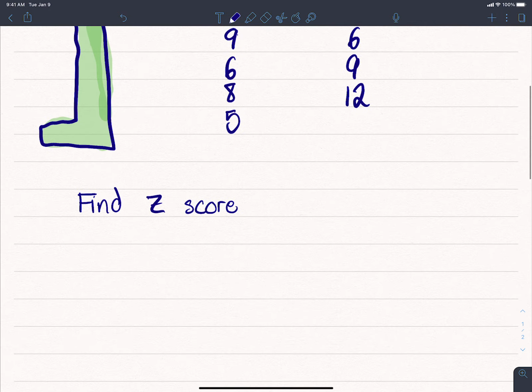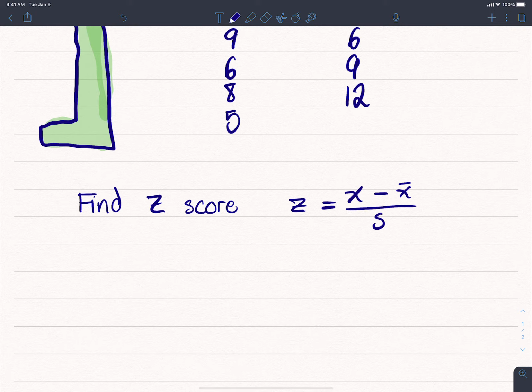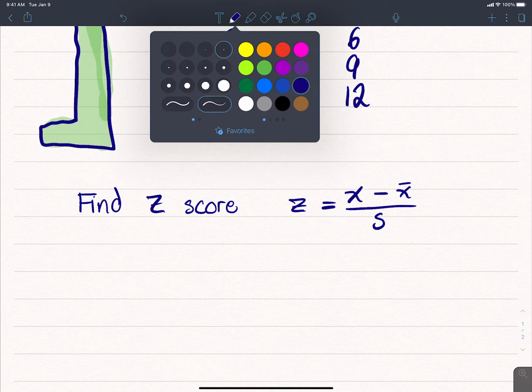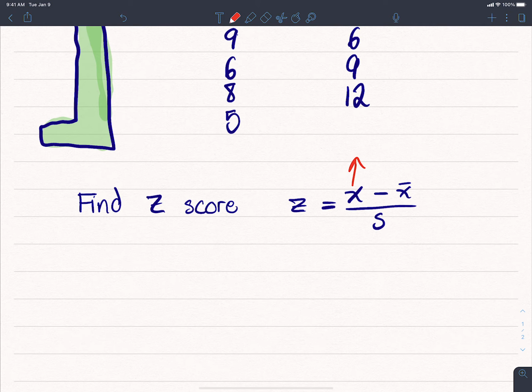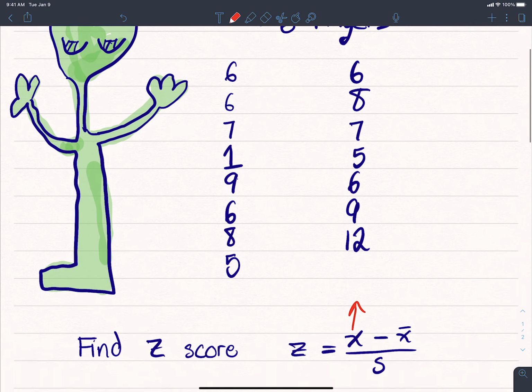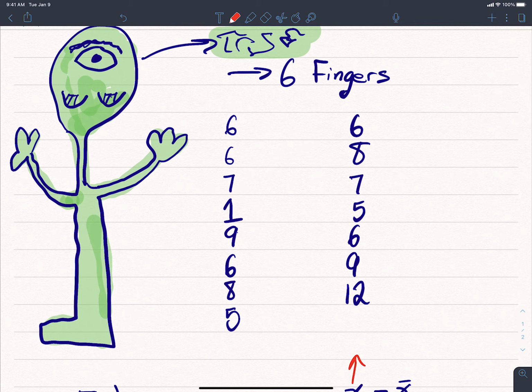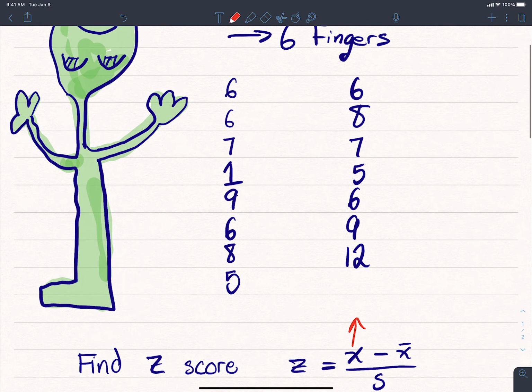So our z-score formula is z equals, and for this one, because we have a sample and not a population, we're working with a sample, the sample z-score formula. So we have x minus x bar divided by the standard deviation. We know what x is. What's x going to be in this example? What's x going to be? 6. 6, because that's the value that we are concerned with.